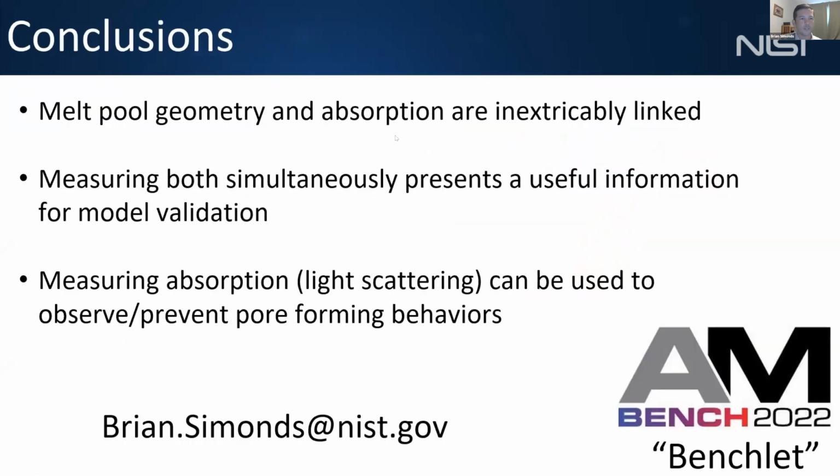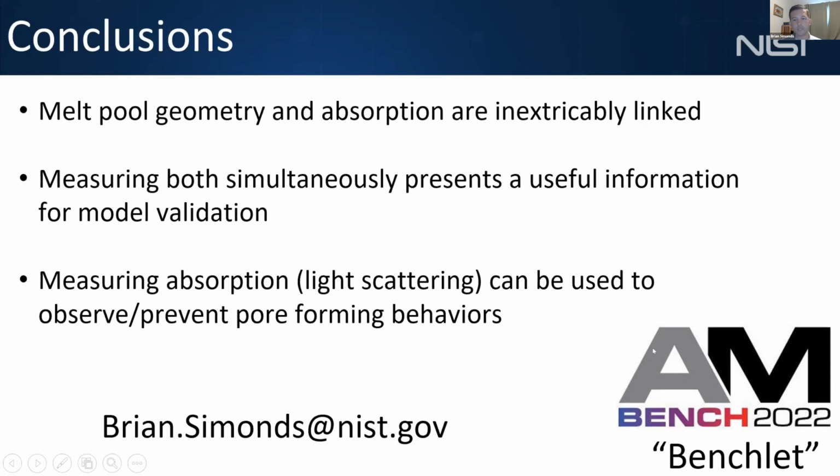So the conclusions, the takeaways from this, is that there is this inextricable link between melt pool geometry and absorption, and that you can learn quite a bit by measuring both simultaneously. In particular, by doing so, that's a powerful package of information that can be used for model validation. And then the last point is that by measuring absorption or just light scattering, you can observe and then hopefully prevent these pore forming behaviors.